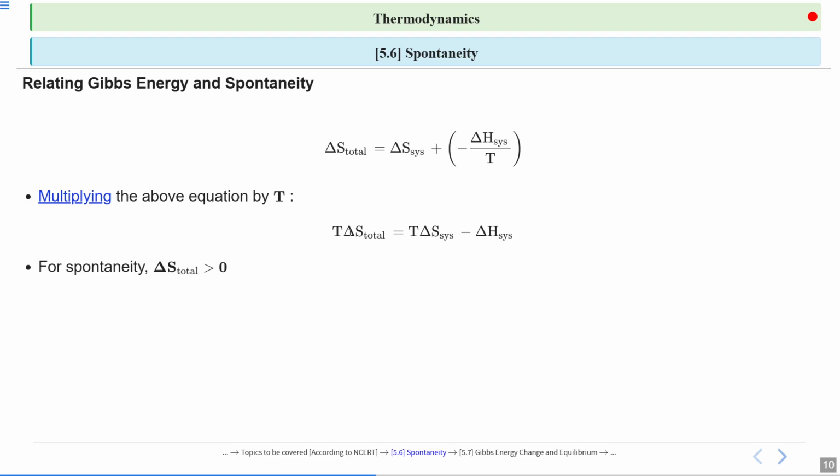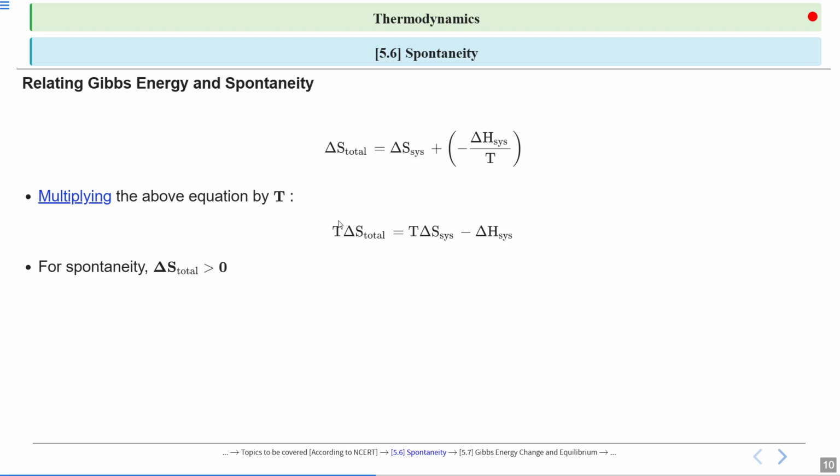Now what can be said for the T delta S total? We know that the spontaneity criterion says the total entropy change should be greater than 0. That means this delta S total will be greater than 0. This is the first part. And the temperature can never be negative because we always use the Kelvin scale for representing temperature, and the Kelvin scale can in no case go to the negative part. That is nearly impossible to attain.